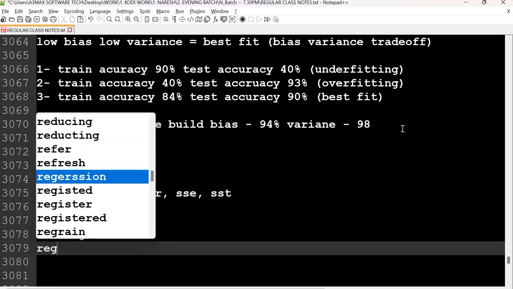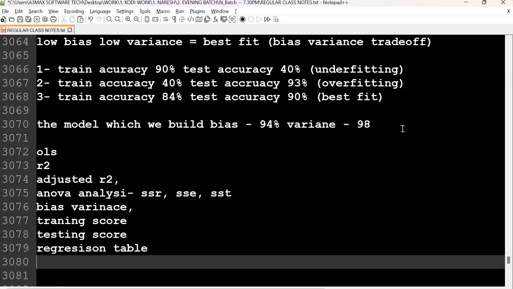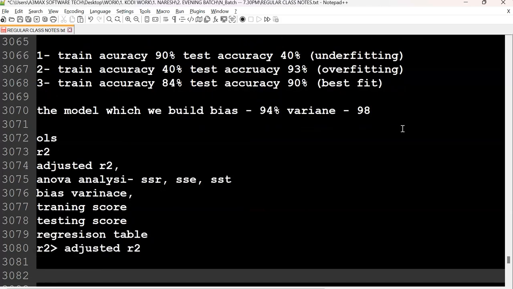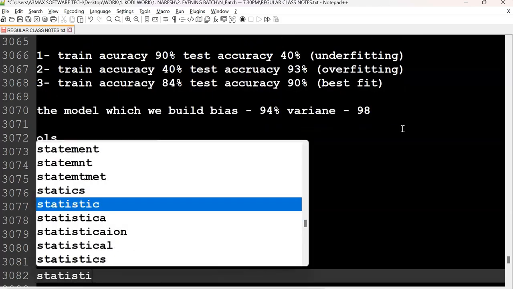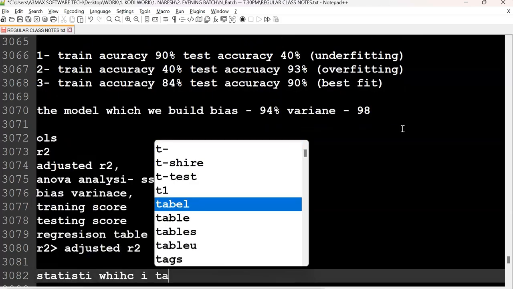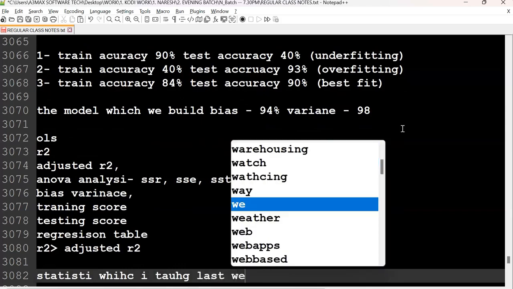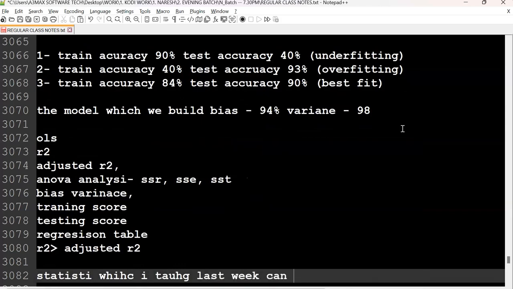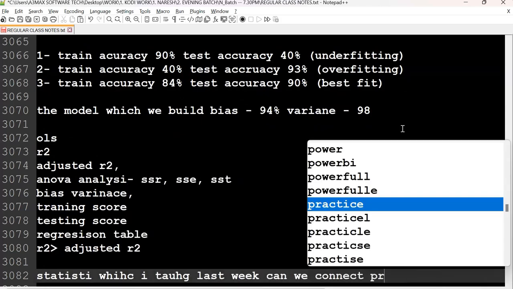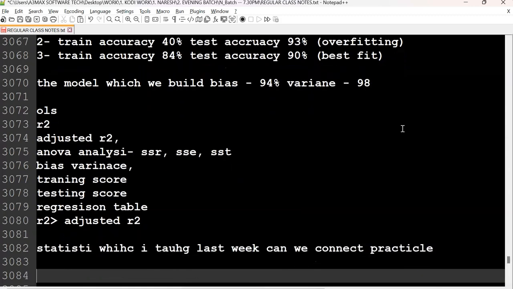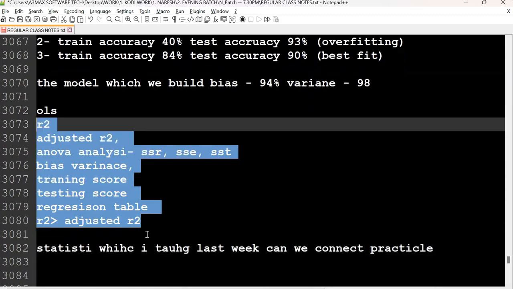Okay. Regression stable. How is R square greater than adjusted R square? So now, the statistics which I taught you last week, can we connect them practically or not? Can we connect practically, guys? Also, these are all the learnings.